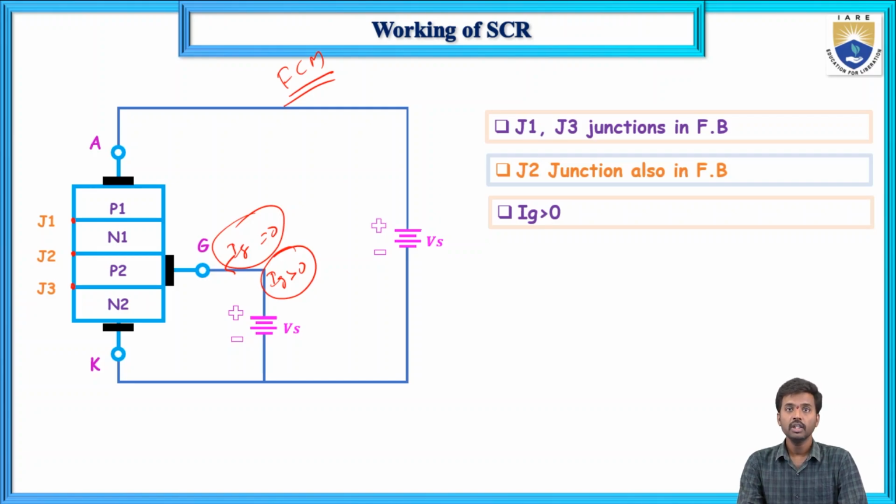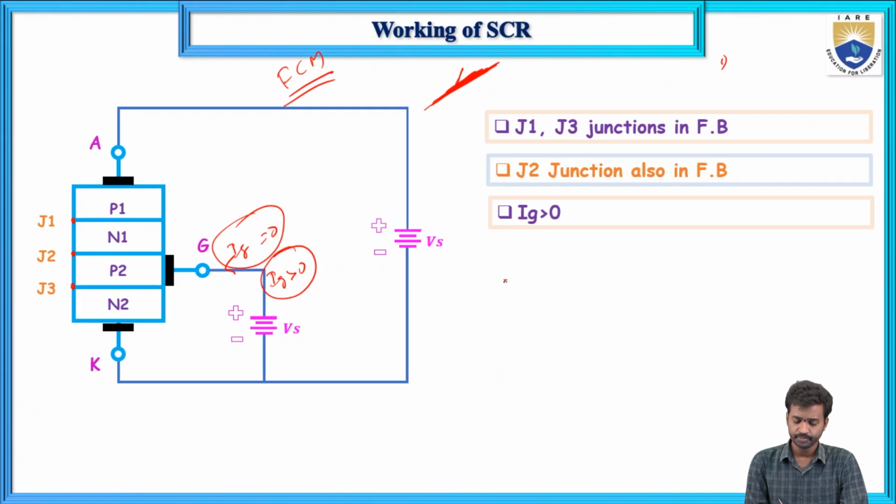Now it acts as a closed switch, a short circuit. There are different ways to turn on the SCR, but turn off is not in our hand. We need some external devices to turn it off. The turn on methods are, first, the gate method, the gate drive method.